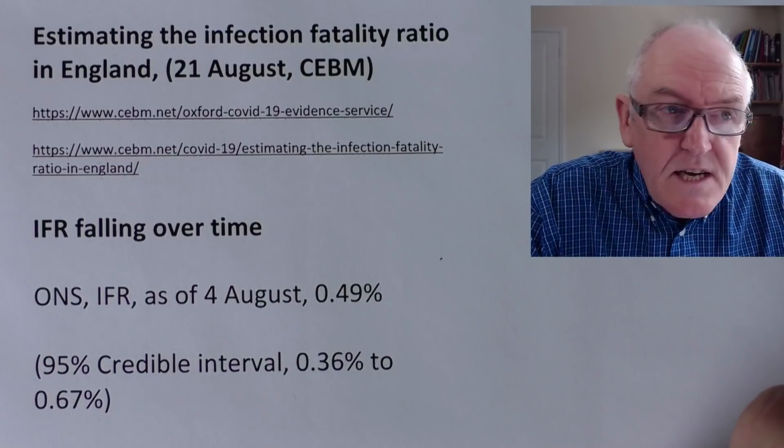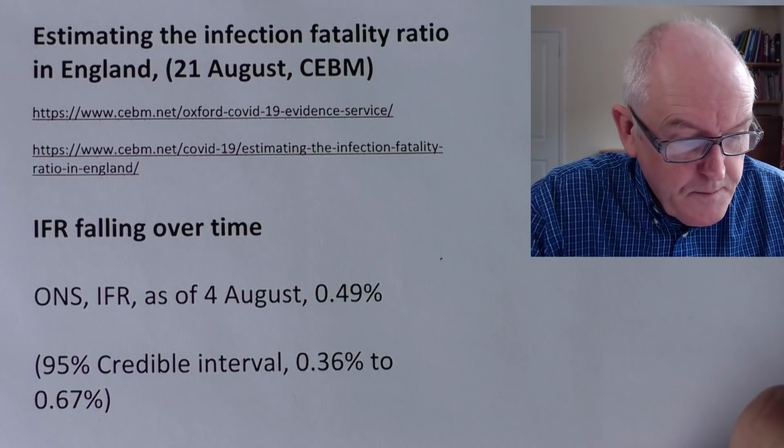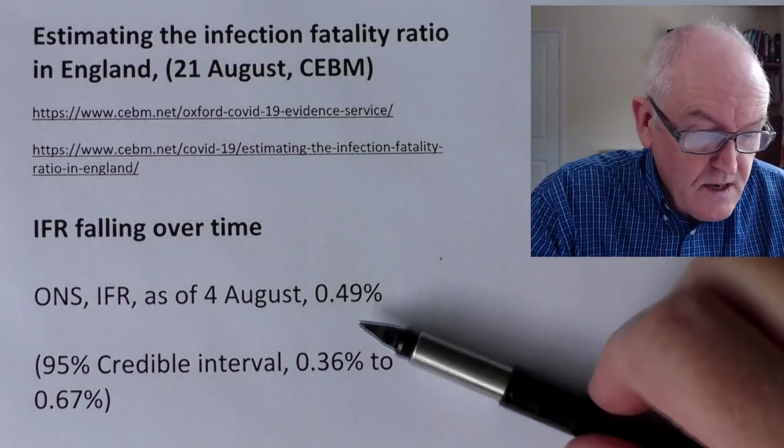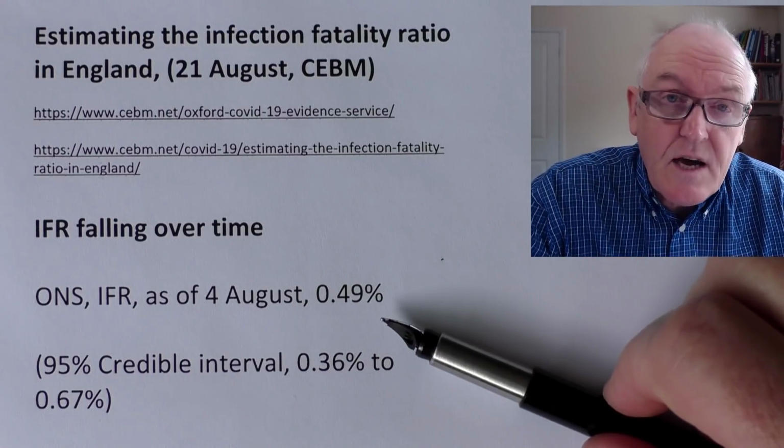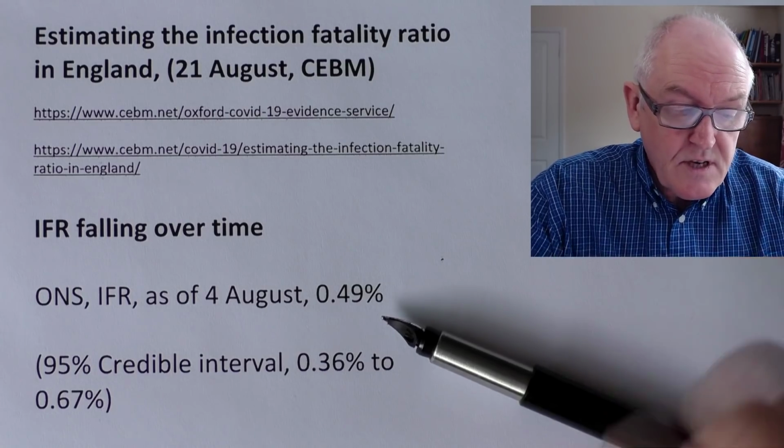Now, the Office for National Statistics in the UK, as of the 4th of August, have taken all the data from the UK and calculated that it's just under 0.5%. Now, we had feared much higher figures in the earlier stages of this pandemic, and it's quite a relief. And even that 0.49%, the vast majority of those people were older or had comorbidities.